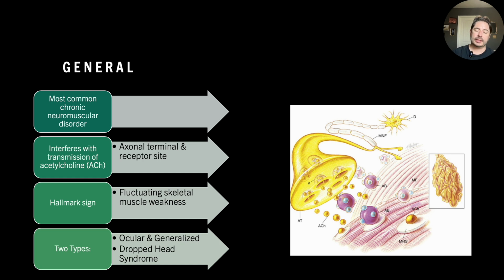When we look at the hallmark sign, anytime that you see hallmark sign or the gold standard, go ahead and put a circle around it, put a star, underline this. It's a fluctuation in skeletal muscle weakness. So there's going to be weeks, months of chronic fatigue or true muscle fatigue, and then it will improve after a period of rest. So when we have this, we have two different types. You have the ocular and you have the generalized.